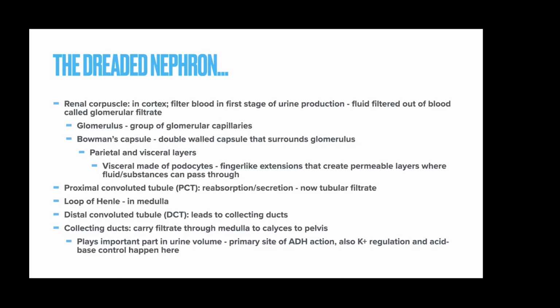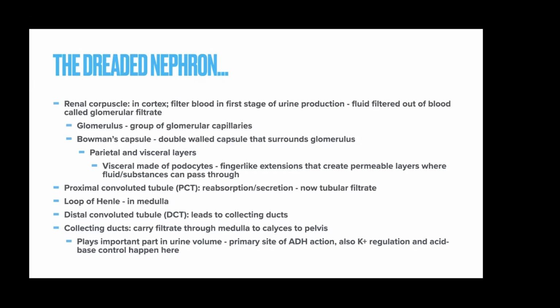The parietal and the visceral layers. And the visceral layer is made of podocytes, which really look like fingers. They're like little extensions that create this permeable layer where fluid and other substances can pass through. Next, we have our proximal convoluted tubule, or PCT for short. This is responsible for reabsorption and secretion. And once our plasma or fluid flows through there, it becomes our tubular filtrate.